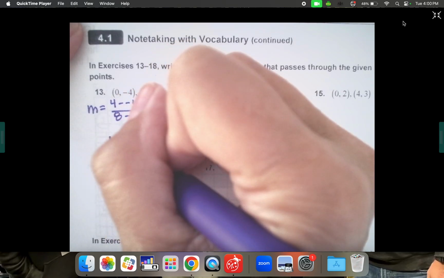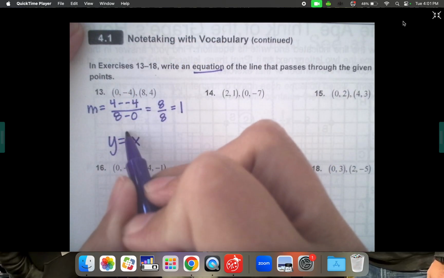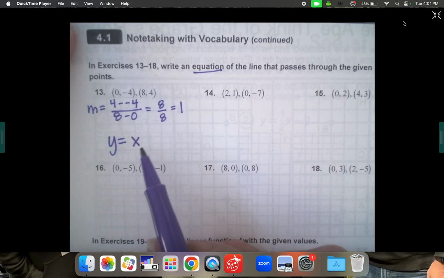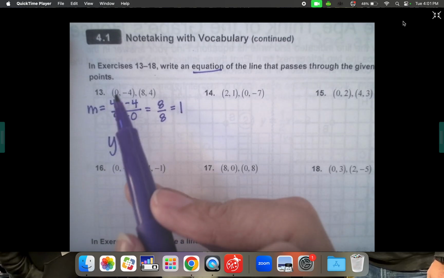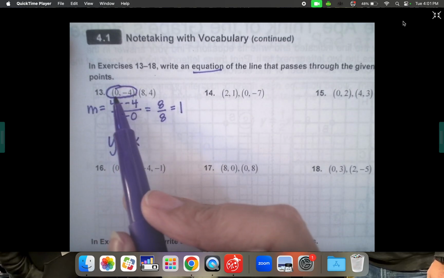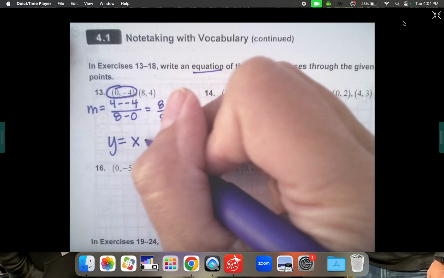So my answer is y equals 1x. I'm going to leave the 1 invisible. If it makes you happy to put it there, go ahead. But if it's 1x, it's the same thing as just x. And then remember that your b is partnered with a 0, because 0 comma anything is where it's going to hit your y-axis. So -4.